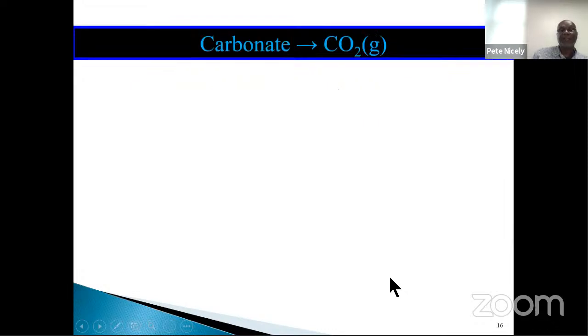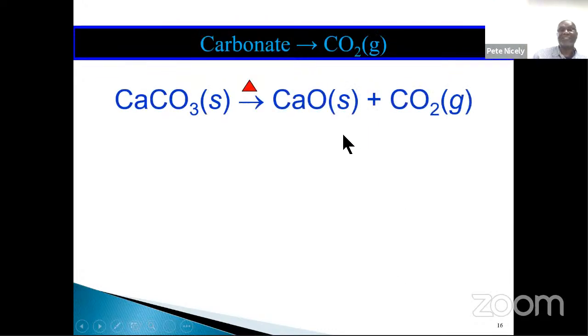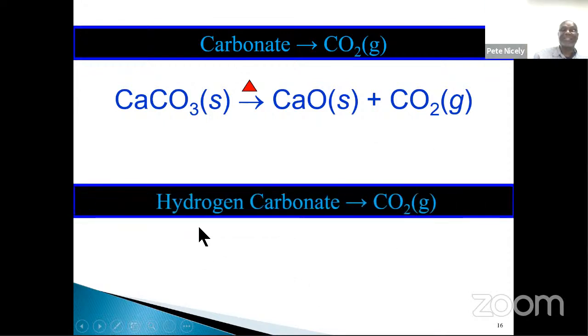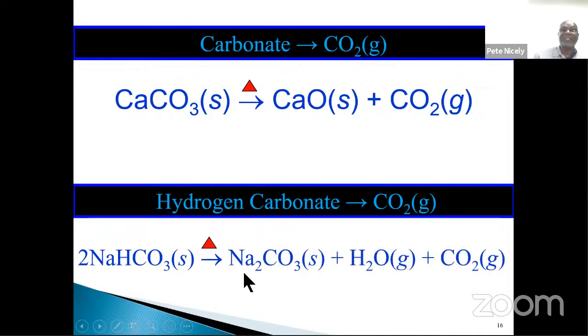Some carbonates, when heated, will also decompose, as you can see in this case, where calcium carbonate is heated to form calcium oxide and carbon dioxide. And in some cases, hydrogen carbonates will decompose. But in this case, in addition to carbon dioxide, you're going to end up with a carbonate and water as the byproduct. And that's what happens here in this case of heating sodium bicarbonate. You're going to get sodium carbonate, water, and carbon dioxide. And as you can see, in both instances, heat is required.